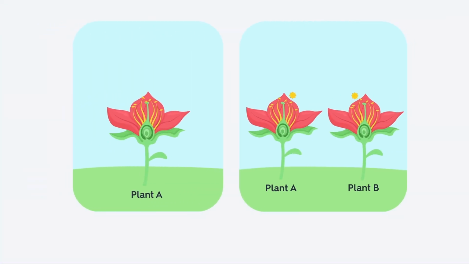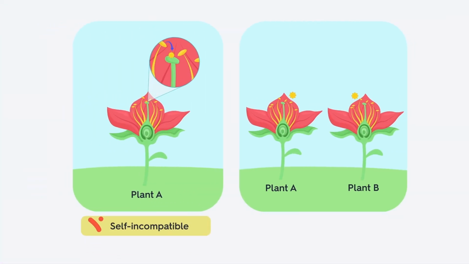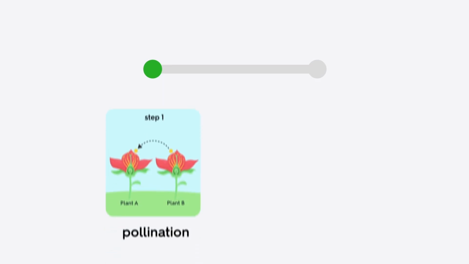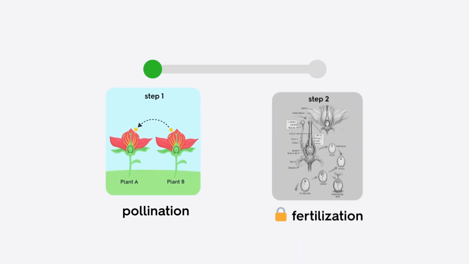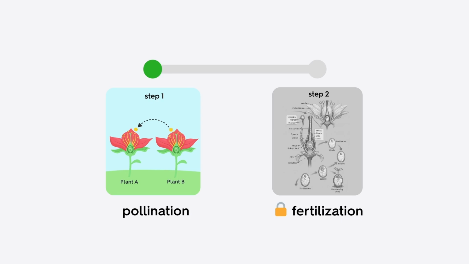Here's an important twist. Some plants are self-incompatible, meaning their own pollen won't work on their own stigma. They need pollen from a different plant of the same species to reproduce successfully. And that leads us to an important clarification. Pollination is only the transfer of pollen to the stigma. Fertilization happens later, after the pollen delivers sperm cells to an ovule inside the ovary.